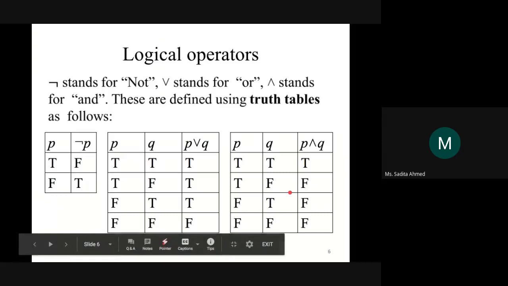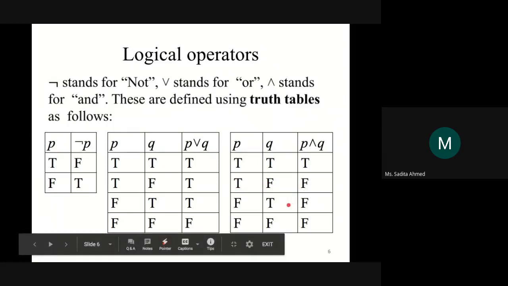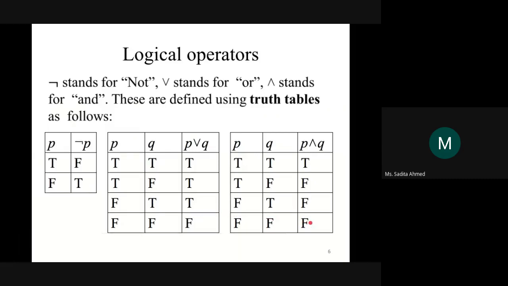In the second combination, for example, P has a truth value of true, but the output is still false. Why? Because Q is false. And for AND, all of them have to be true in order for the output to be true. Same goes for the third one, and the last one, needless to say, both of them are false. Obviously, the output is going to be false, right? So there we go with the logical operators.